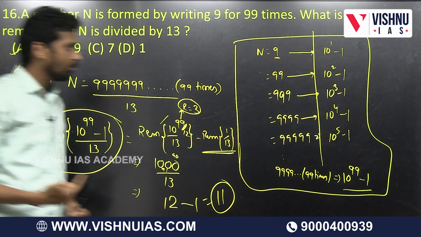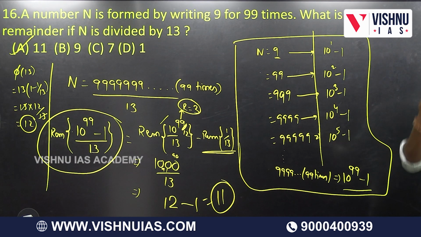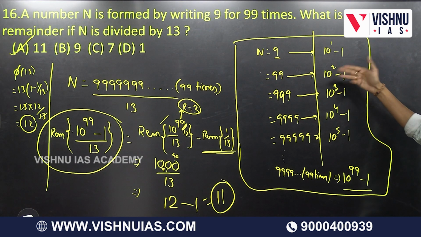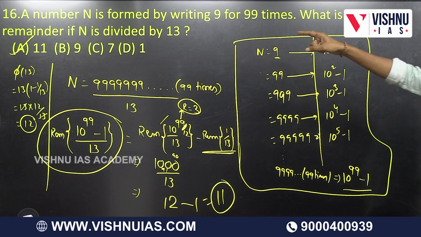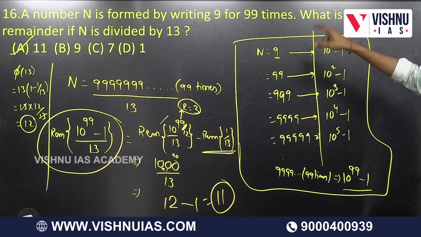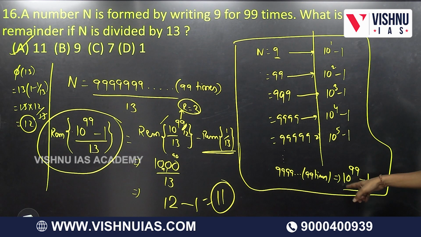The point to remember here is that when the complete given number is in terms of 9s, then immediately you write the number in this expression, 10 power something. So if there is one 9, 10 power 1 minus 1. Two 9s, you can write 10 square minus 1. Three 9s, 10 cube minus 1. Likewise, what was given in the problem, a number n is formed by writing 9 for 99 times, so the value is 10 power 99 minus 1. Then we are dividing this number with which number?